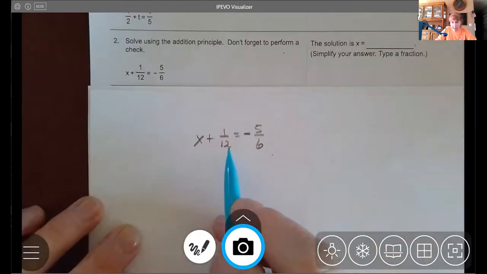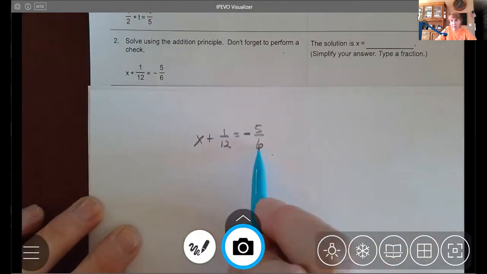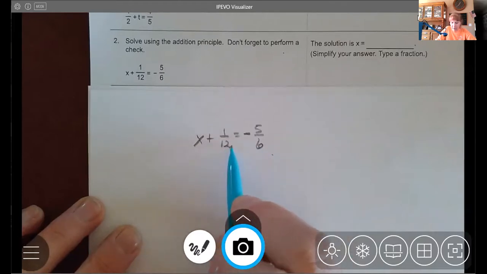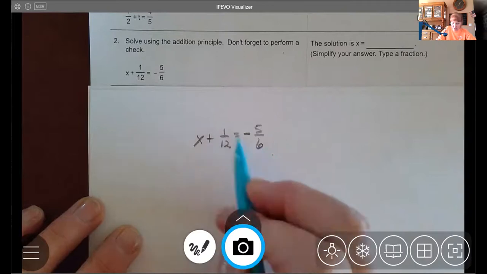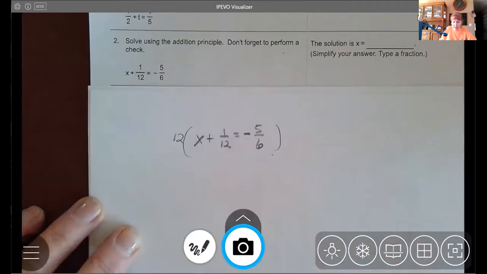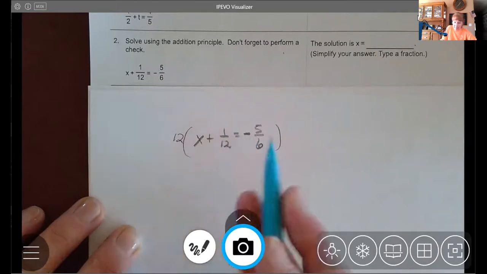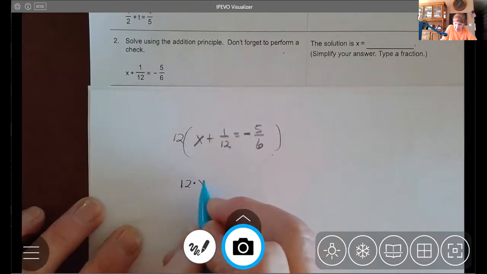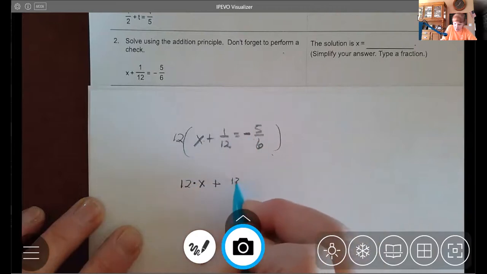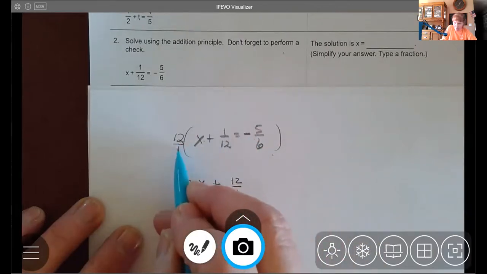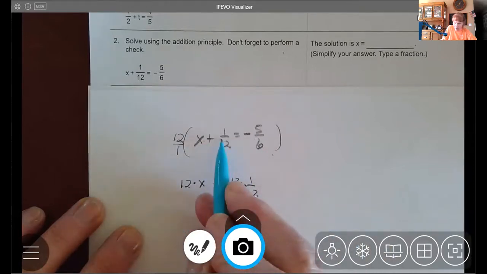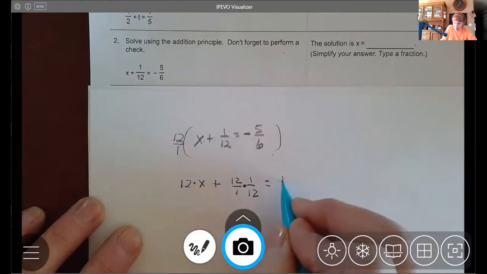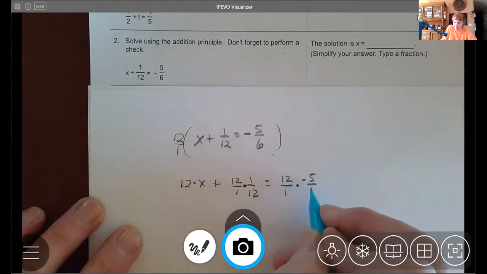So a number that both 12 and 6 would go into would be 12. The least common denominator between 12 and 6 is 12. 12 goes into 12, 6 goes into 12. So I'm going to multiply each of these terms times 12. And I'm going to write that down. 12 times x, that's the first one. 12 over 1, I'm going to go ahead and put it over 1 for these fraction ones. So 12 times 1/12. 12 over 1 times a negative 5/6.